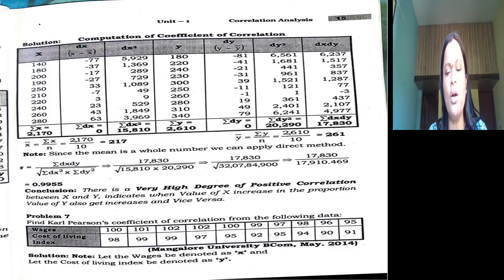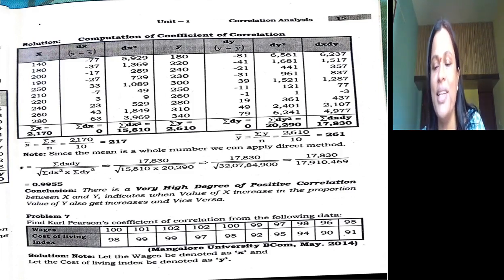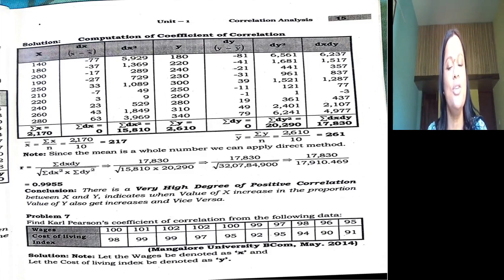So I think they applied the direct method here, because what is the arithmetic mean of y? Try to understand. Even though the arithmetic mean of variable x is 217, the arithmetic mean of variable y is, sorry, not 26.1, it is 261. I'm so sorry, 261. So they took the actual mean as a base.